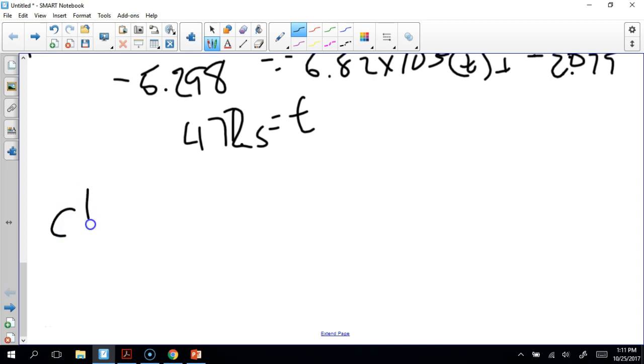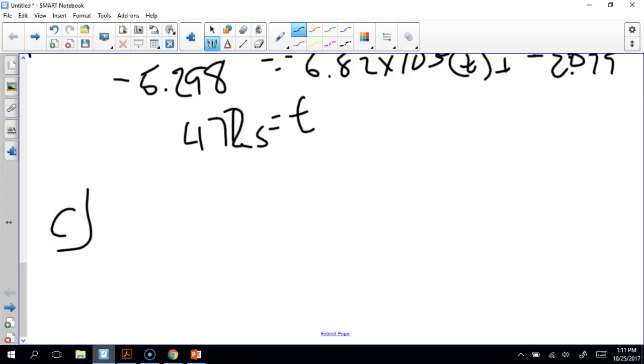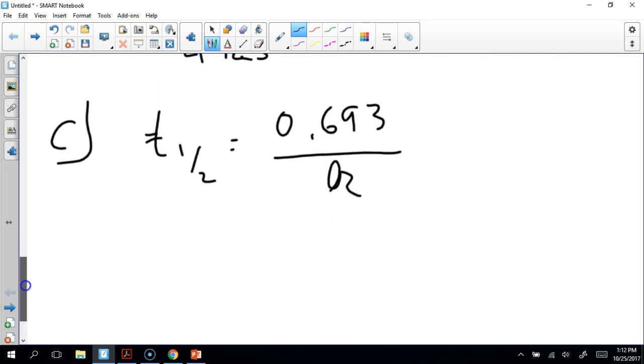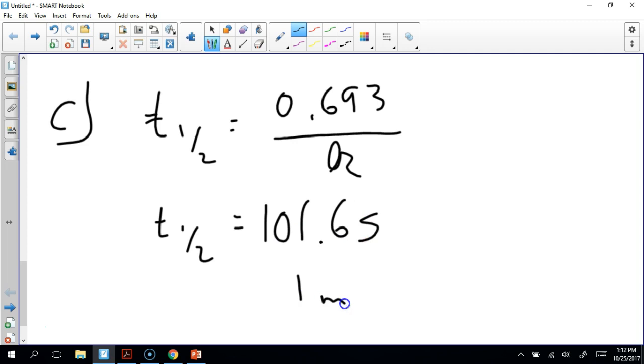Okay, so now let's look at part C to this. Part C says, what is the half-life? Well, the half-life, we can really just do the formula: t at 1/2 equals 0.693 over k. And this, of all the problems, is kind of the easiest because all you have to do is plug and chug. The half-life, after you plug it all in, so that's how you work half-life.